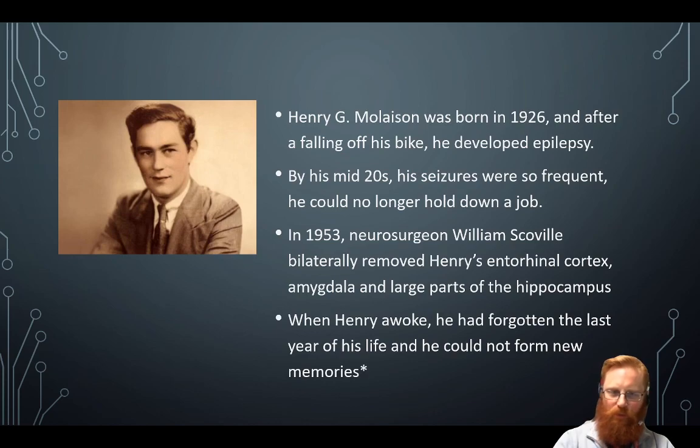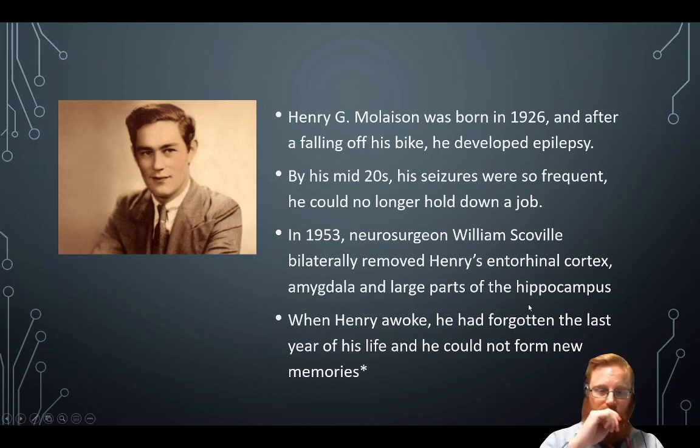Because when I learned about him, he was still alive, and so he was anonymous. Now he has passed away, and now we know his name is Henry Molaison. He was born in 1926. He started having seizures, serious seizures, so bad, so frequent that he couldn't hold down a job. So he was desperate. So a neurosurgeon, William Scoville, no relation to the Scoville heat index person, removed Henry's entorhinal cortex, part of its amygdala, and a large portion of the hippocampus. And when Henry awoke, he had forgotten the last couple of years of his life and could not form new memories for the rest of his life.